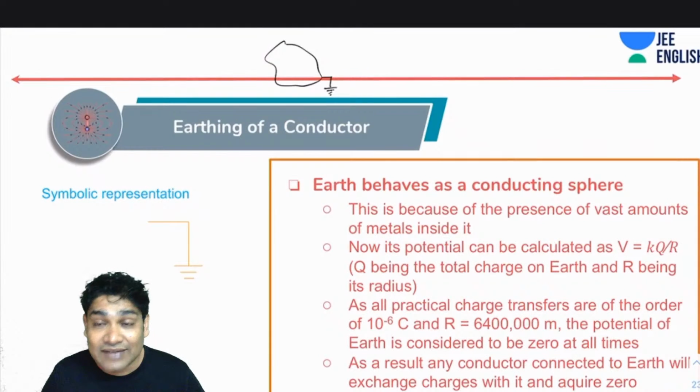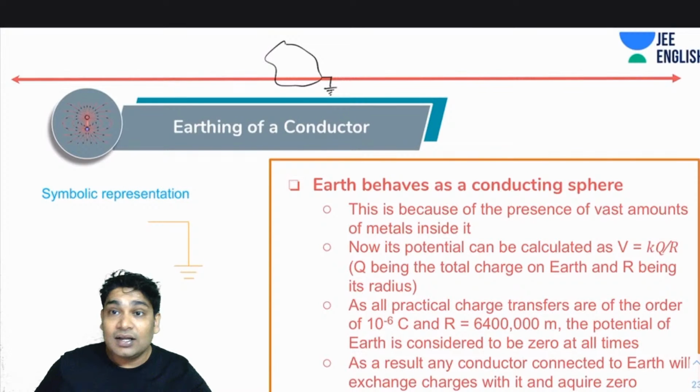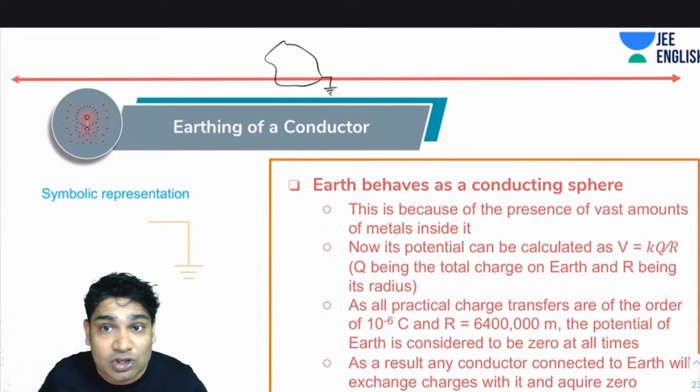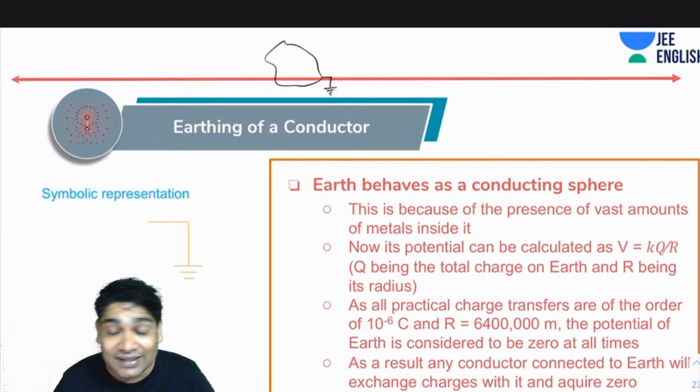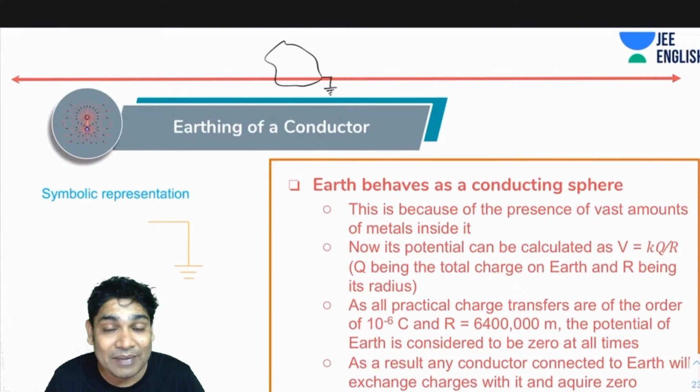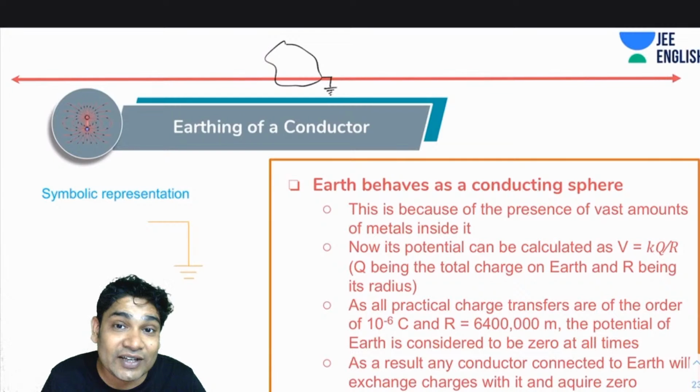Now, earth behaves as a conducting sphere. We treat earth as a conducting sphere. Why do we do that? Because there is the presence of huge amounts of metals inside it. Because of all these metals present inside the earth, earth can be treated as a metal conductor. Now, its potential. How do I calculate the potential of a sphere? I calculate that as kq over r, q being the total charge and r being the radius. That is how I can calculate the potential of earth also.